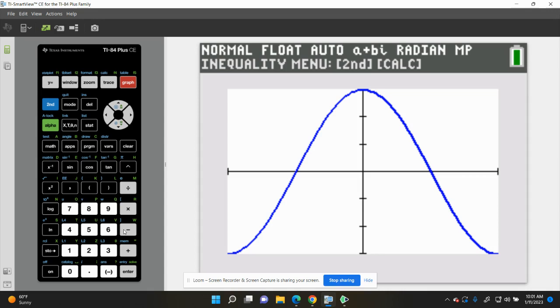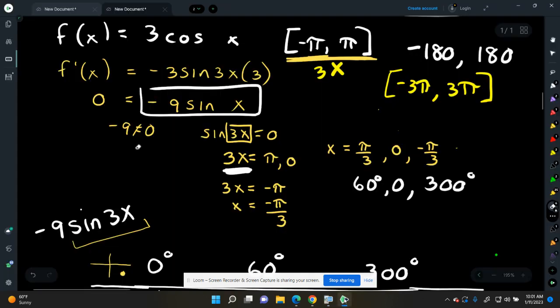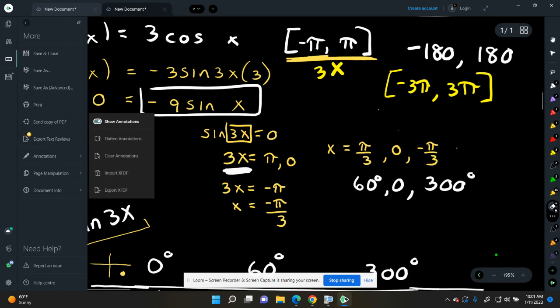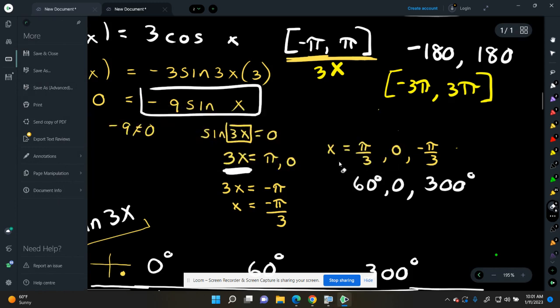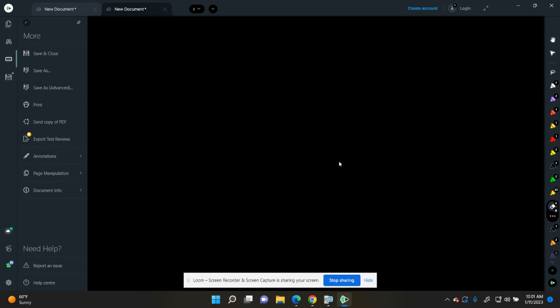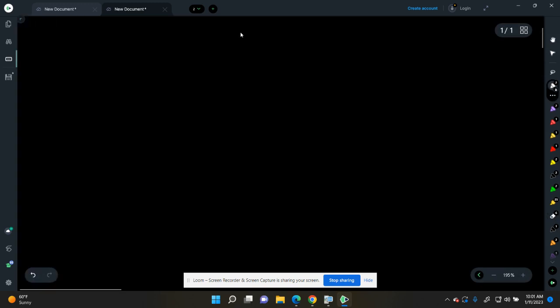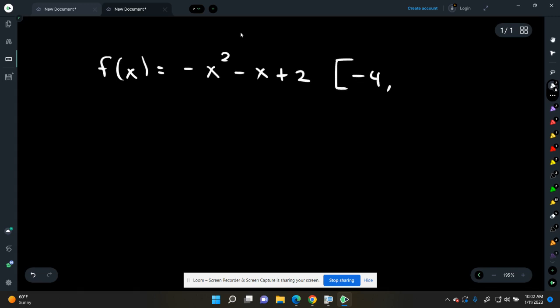Okay, let's look at 5 and 6. Local minimum, local maximum. We did not answer it. We're not going to take the time to do all those because it'll take us forever. But as long as we understand it. So basically, we've got f of x equals negative x squared minus x plus 2. Go from negative 4 to 4, all right? So from the local minimum and the local maximum.